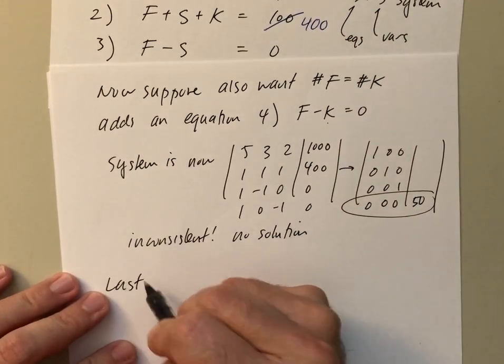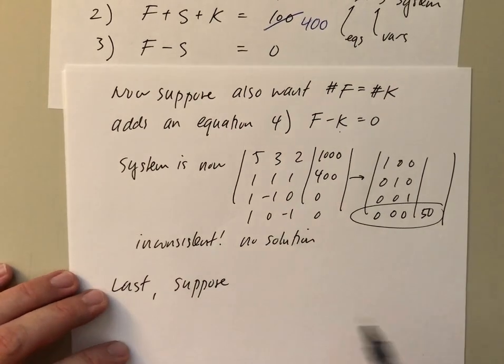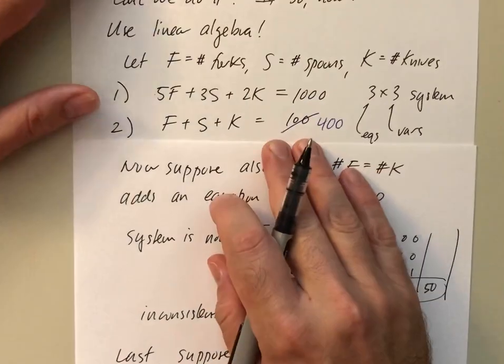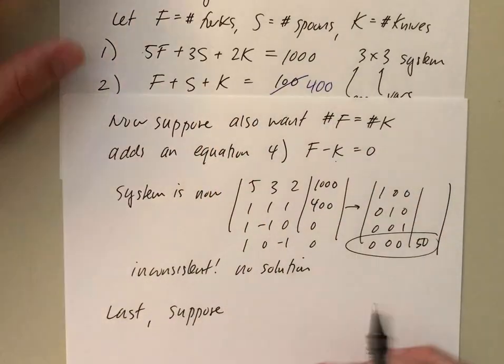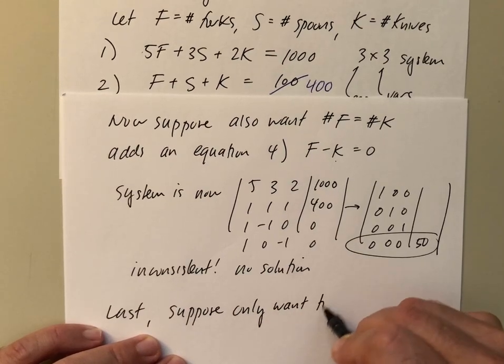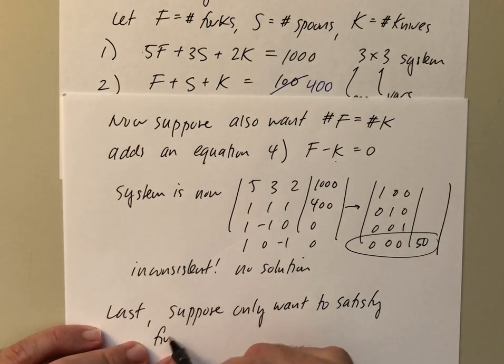Okay, last thing I want to do. Now let's suppose you only needed to satisfy, say, the first 2 things. So go back up here. So let's suppose you only want to satisfy the first 2 conditions.